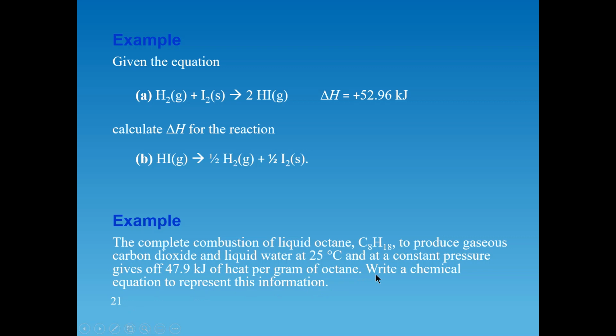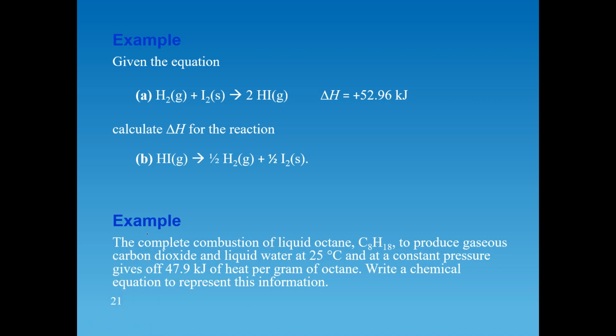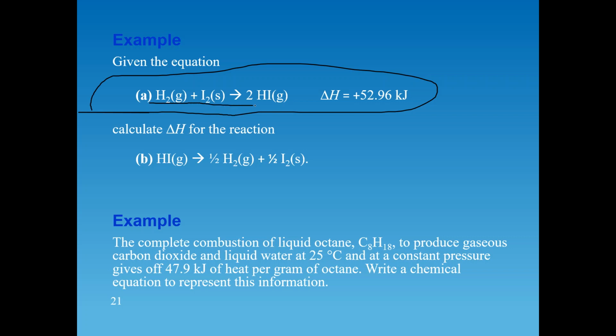Let me just say that the question is not really clear. Let me explain what the question is asking for. The question is basically asking you to write down an expression for this reaction looking something like this. All right? In other words, you have the balanced equation, and then you have the appropriate value for delta H based on the information provided. All right? So how are we going to do this?